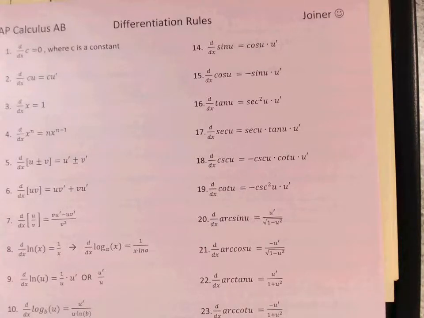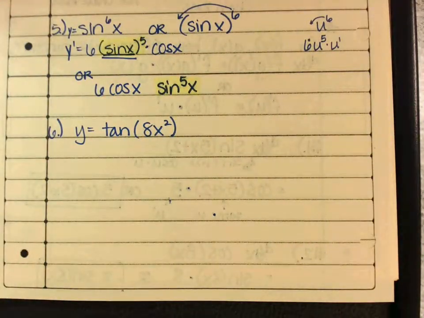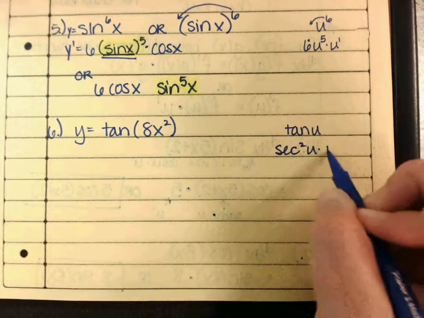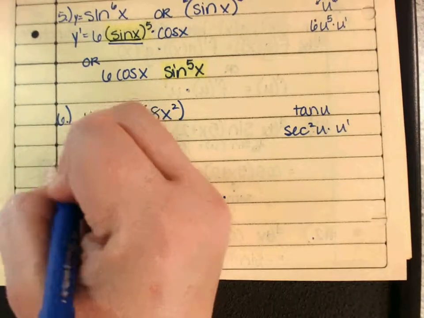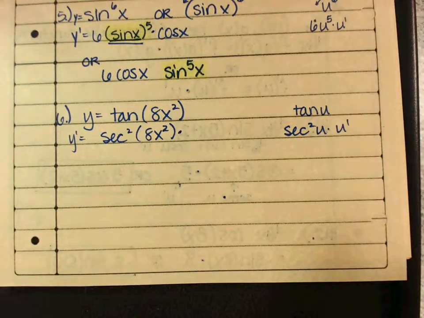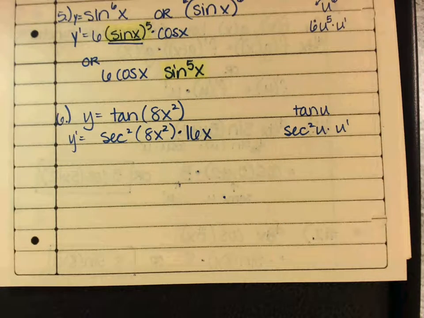So what's the derivative of tan u? Secant squared u times u prime. So the derivative of tan 8x squared, if it was a tan u, would be secant squared u times u prime. So the derivative of tan 8x squared would be secant squared 8x squared times what? 16x. Yep. So you keep that middle part the same when you're doing the outside function, and then that part's derivative goes at the back. Make sense?